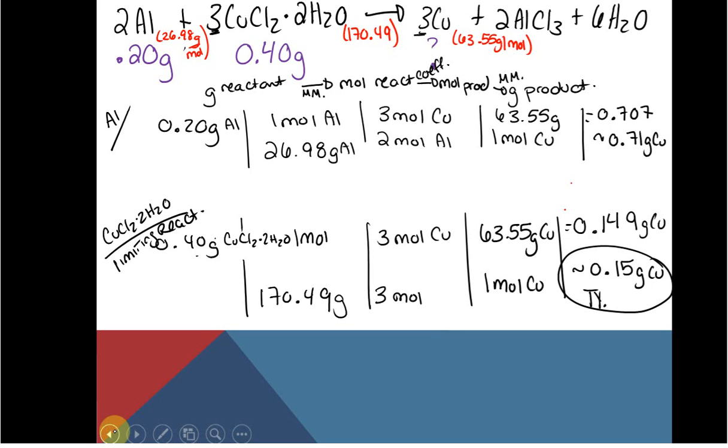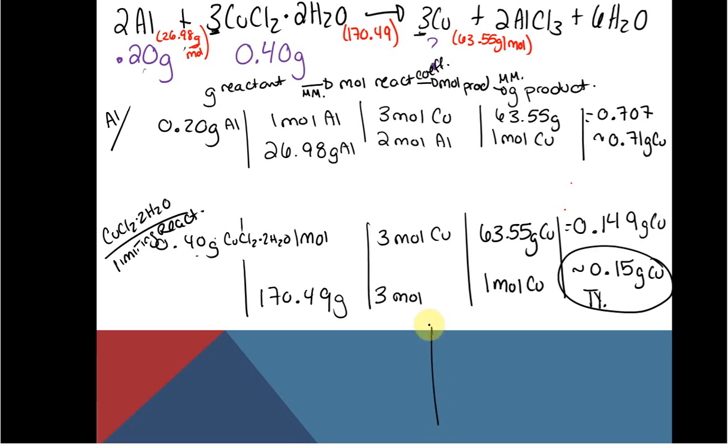Now, that gives us the idea behind this lab, okay? Now, you could work backwards to see how much aluminum you had in excess by starting with this theoretical yield and working backwards to find out how much aluminum you used. If you know you started with 0.2, you find out how much you've used, you could just subtract to find out how much aluminum is there. But the idea here, guys, is we now know our theoretical yield.